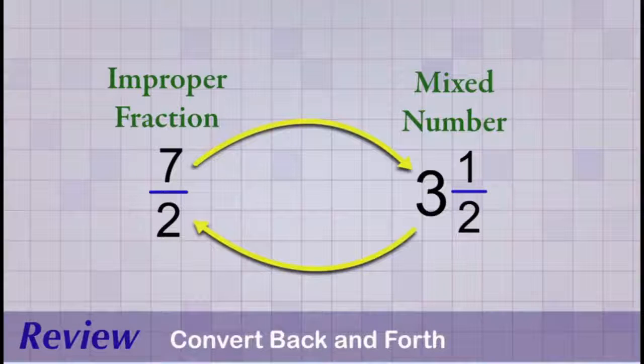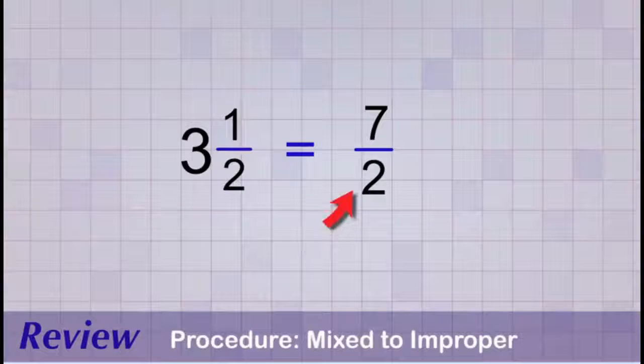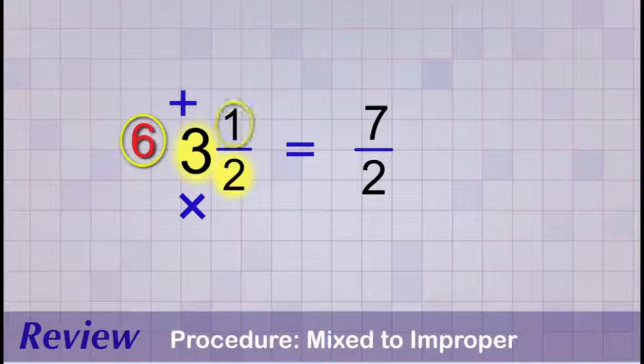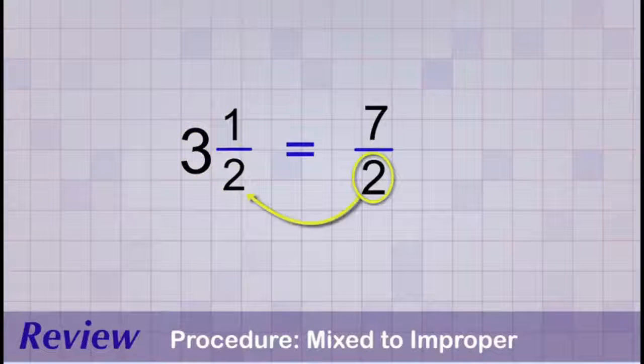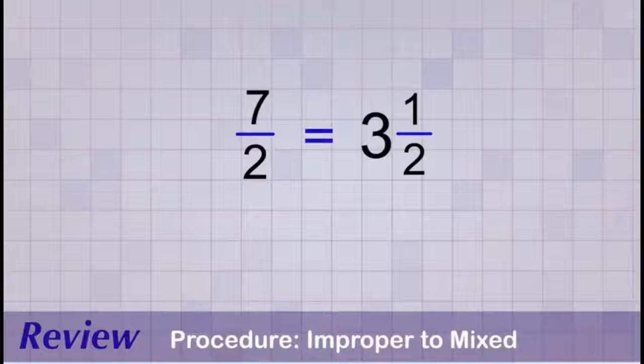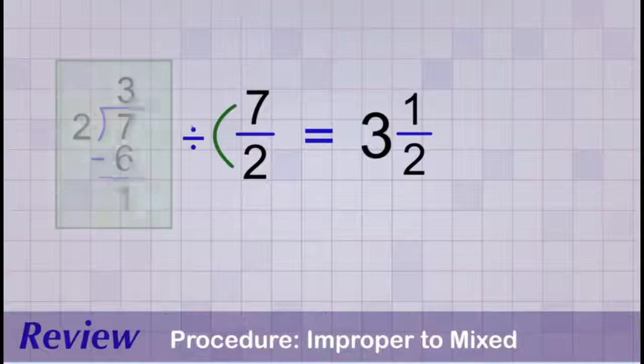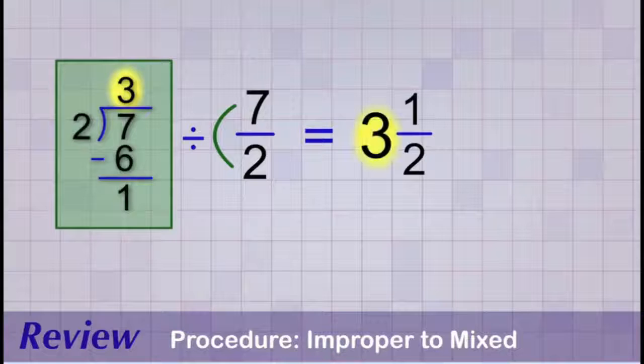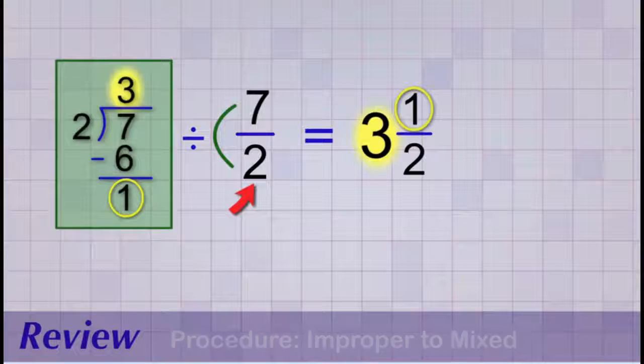We can convert back and forth between improper fractions and mixed numbers since they're just 2 different ways of writing the same value. The procedure to go from a mixed number to an improper fraction is to multiply the bottom number by the whole number and then add that result to the top number. That gives you the top number of the answer, and the bottom number is just the same as the first bottom number. To go from an improper fraction to a mixed number, we have to find out what whole number is hidden in the fraction by dividing. The answer of the division is the whole number part. The remainder of the division is the top number of the answer, while the bottom number is just the bottom number of the original fraction.